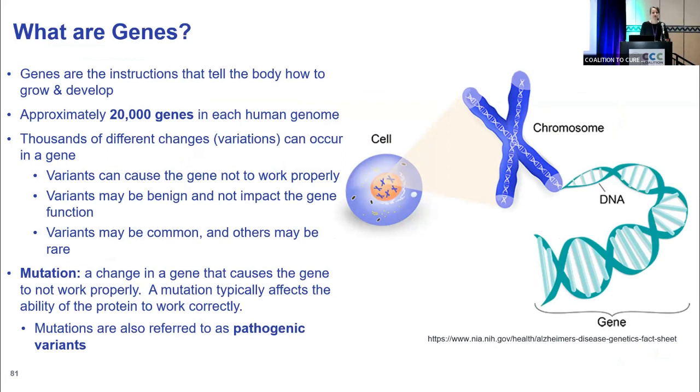Some findings are what we call benign, and then other findings are what we call pathogenic or positive and cause the gene to not work properly. So those are referred to as mutations, and mutations are also referred to as pathogenic variants.